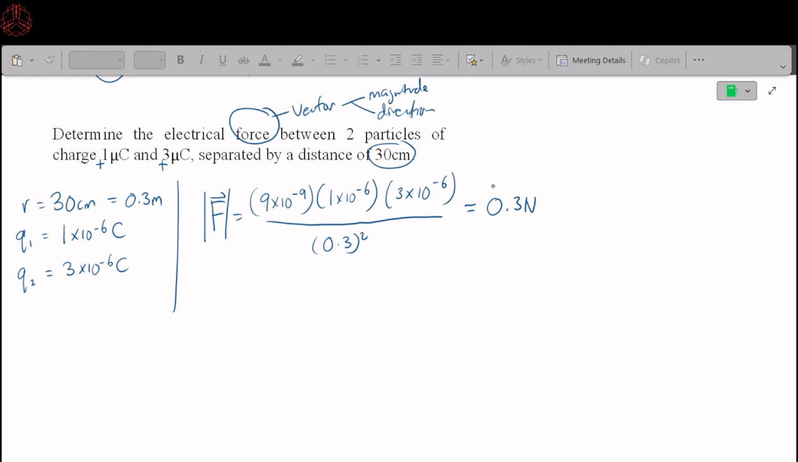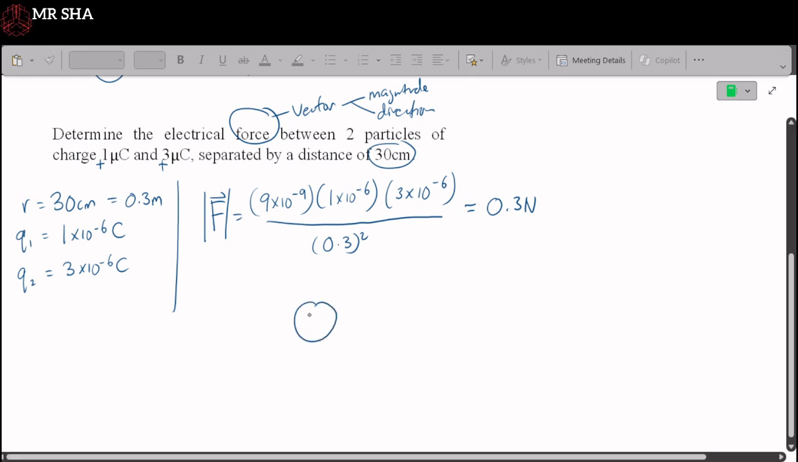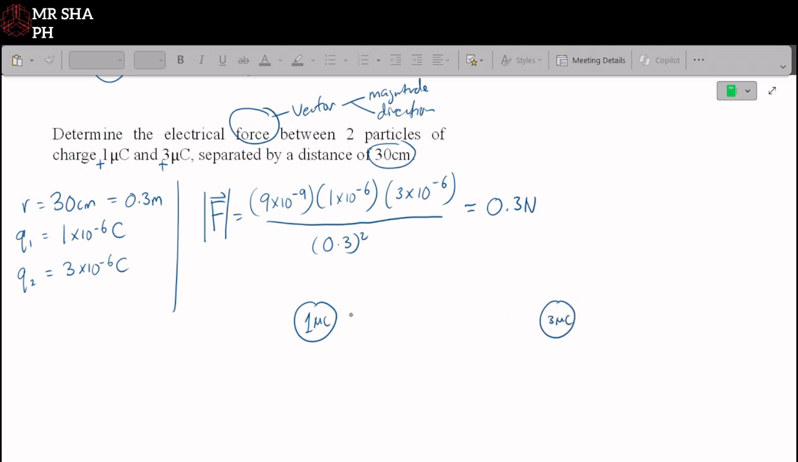But that is not enough. This is merely the magnitude. If we were to draw this out, let's say this is 1 microcoulomb, and this is 3 microcoulomb. Because they're both positive, they are repulsive. So the direction of F is going to be away from each other. That means we have two parts: our magnitude and our direction.